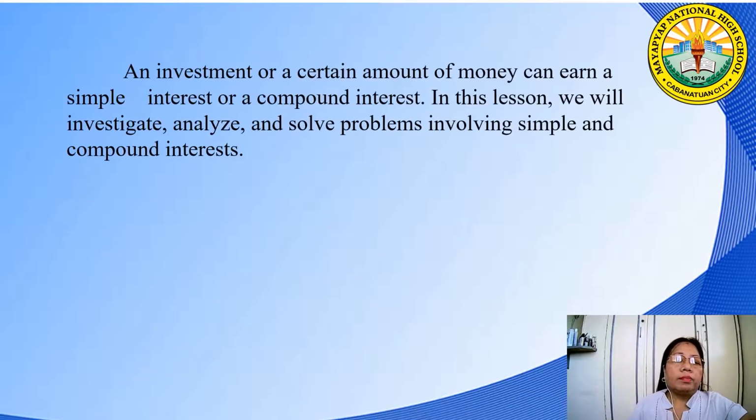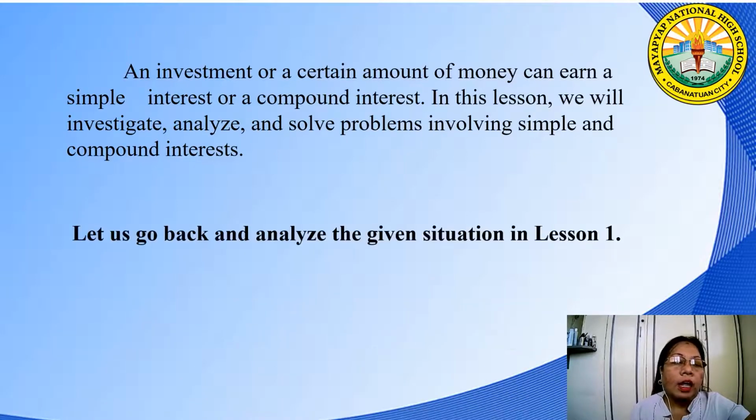An investment or a certain amount of money can earn a simple interest or a compound interest. In this lesson, we will investigate, analyze, and solve problems involving simple and compound interest. Let us go back and analyze the given situation in Lesson 1.